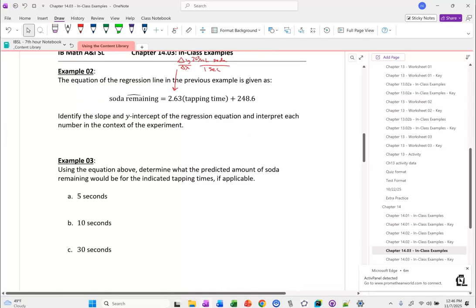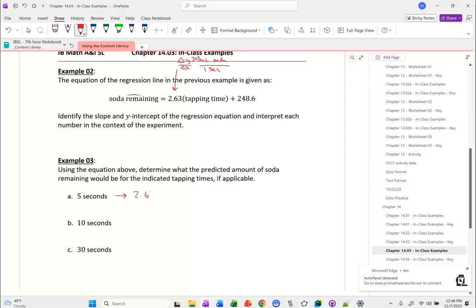Using the equation above, determine what the predicted amount of soda remaining would be for the indicated tapping times if applicable. For 5 seconds, how do we do that? Who can tell us? Katie. You just insert 5 to multiply by 2.63, and then once you get that, you add 248.6, and it's 261.75. Right, 3 sig figs. And the unit there is milliliters.